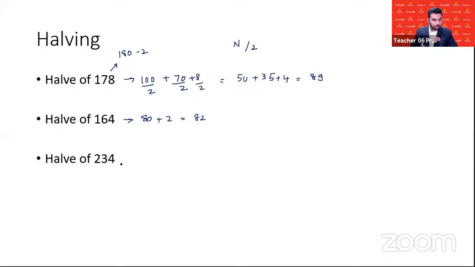234. Either split this as 200 plus 34, because by this time you will be aware of the half of 34 is 17. So this is going to be 117.